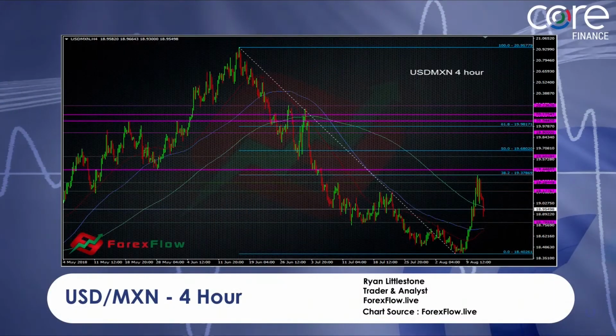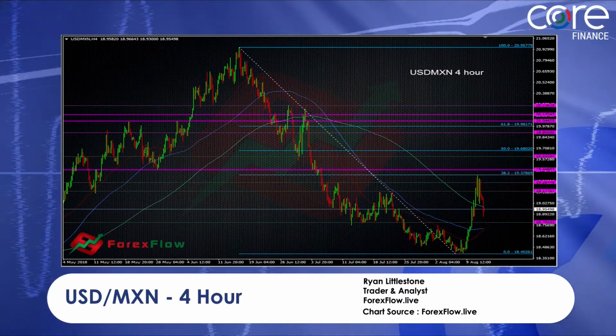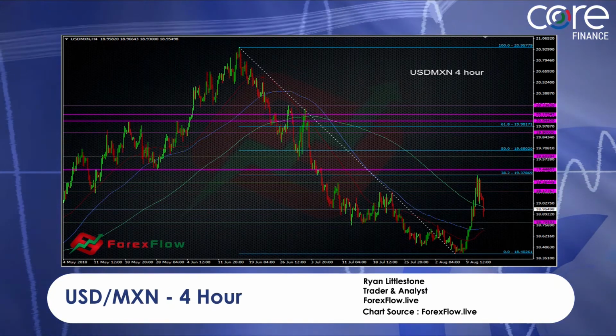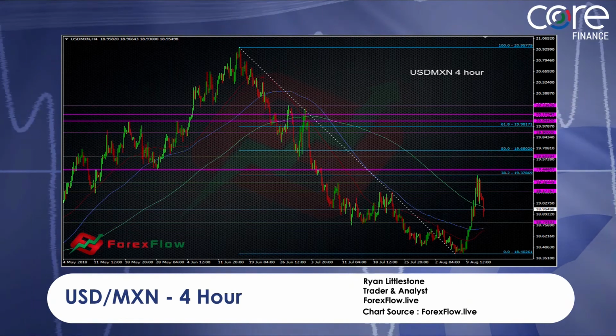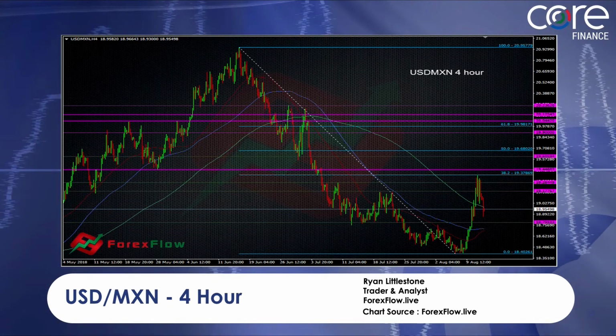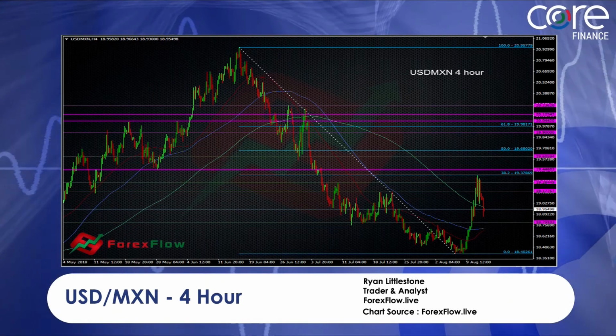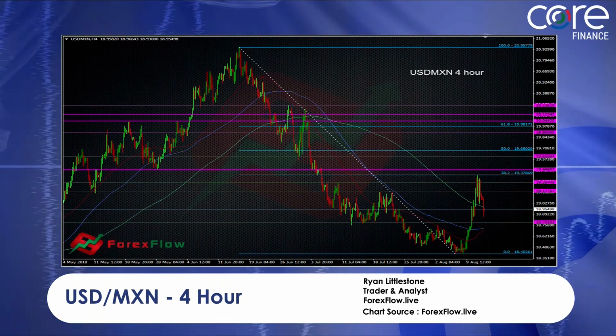Understood. Okay, let's move on to the second slide. This is the US dollar against the Mexican currency, a 4-hour chart. Why on earth have you picked this one, as a matter of interest? I've picked it because I'm trading it at the moment. I shorted it back in June.